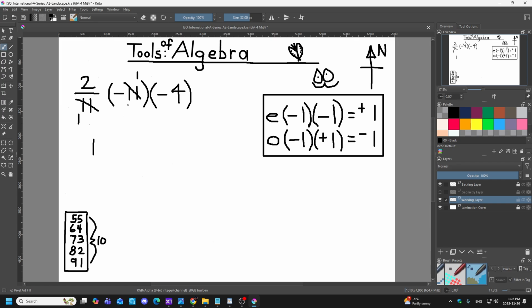What are we left with? This can be written as over 1 as well. We're left with 2 times 1 times 4 all over 1. I'm going to go like this and like this. That becomes 1. That becomes 1. Remember, these are numerators. So we have 2 times 1 times 4.